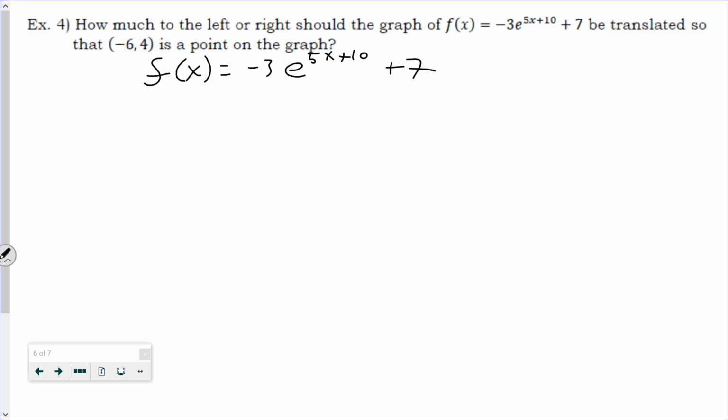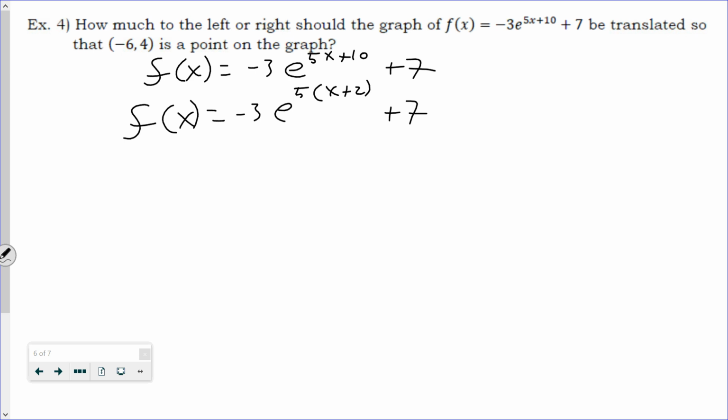So the first thing I'm going to do is fix this equation, because no matter what function we're graphing, you always want your x to not have a coefficient. Anytime you had a coefficient in front of x, you factored it out. So we're going to do the same thing here. I can say f of x equals negative 3 e raised to the 5 times x plus 2, all plus 7. Everyone hear that so far?